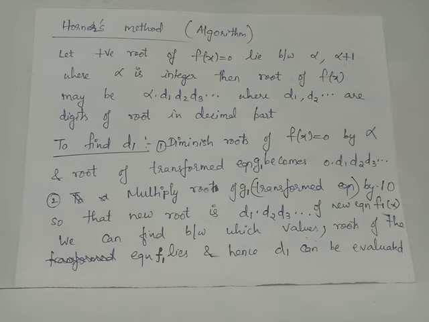We find the values between which the root of f1(x) will lie using the rule of Descartes. We will look for x1 and x2 values so that f1(x1) and f1(x2) take opposite signs. We identify the interval in which the root of f1(x) will lie, and the lower bound of this interval will become d1. Thus we have found d1.